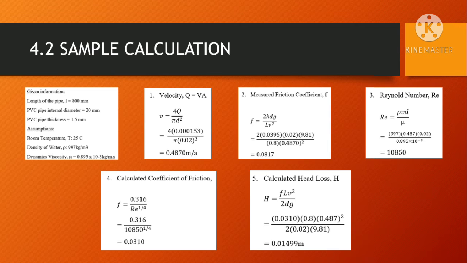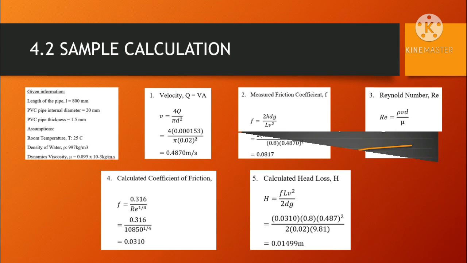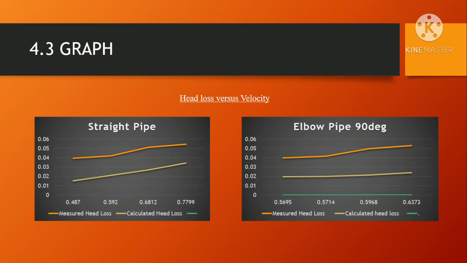And the last one is the calculated head loss. The formula is h equals fLV squared over 2dg. So we get all the data by using all these calculations. So next we continue on 4.3, which is the graph.